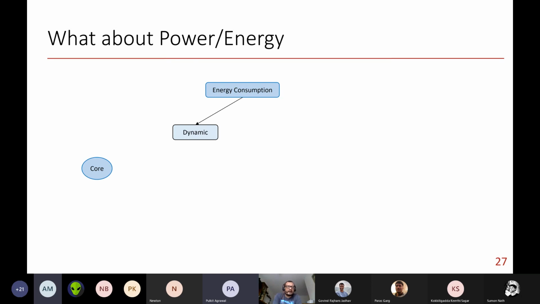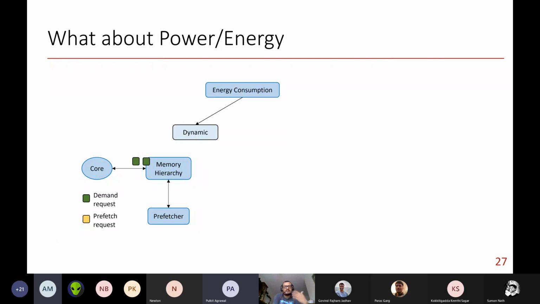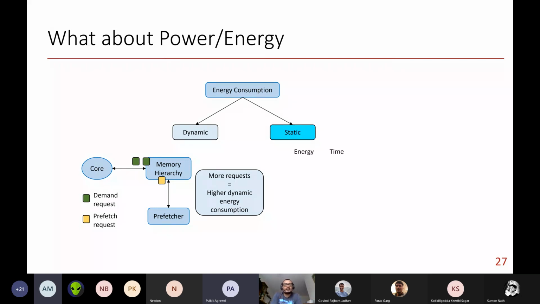And it can be dynamic or static. So the dynamic energy is when the processor actually sends requests, and the memory hierarchy is responding to those requests. So it's actually busy, right? There's some activity happening. That's the dynamic energy. So the more requests, the more dynamic energy, right? And static energy is the current flowing into your processor. So even if you don't do anything, there will still be energy consumption, which is known as the static energy or the leakage energy. Okay.